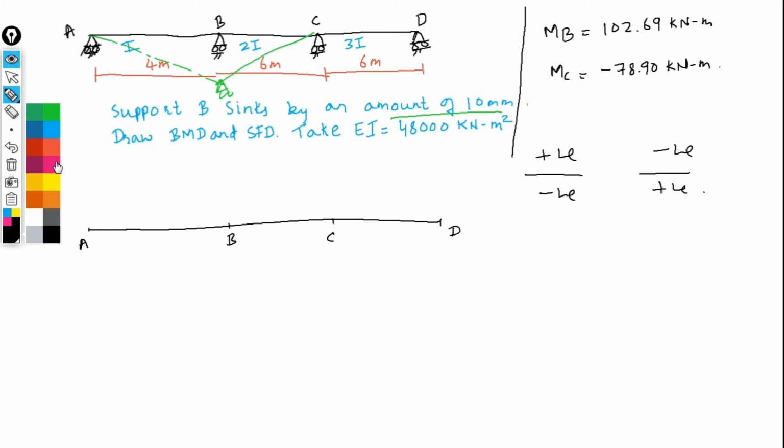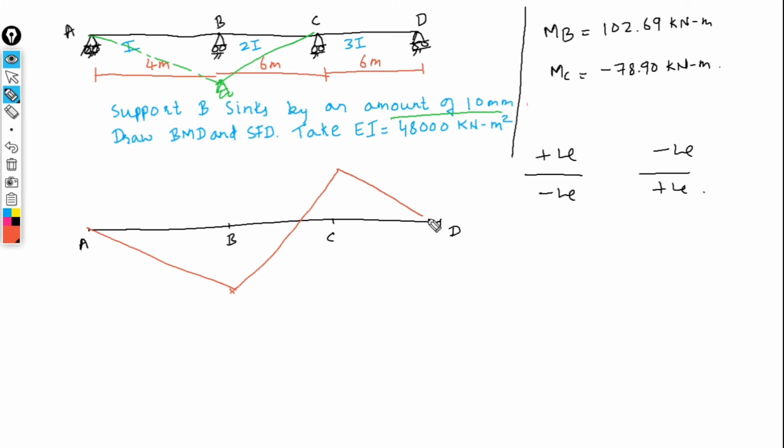Okay, so MA is 0, MB is negative, so we will take a positive bending moment below. It is positive. Okay, after that we have MC. MC is negative, we will take above, and MD is 0. So this is negative, this is positive. MB is 102.69, MC is 78.90. So this is the bending moment diagram of the continuous beam.